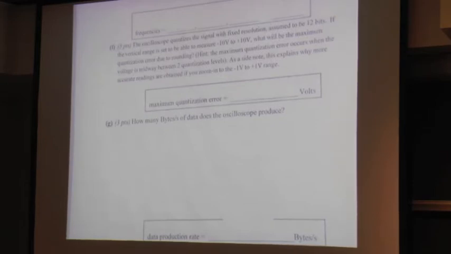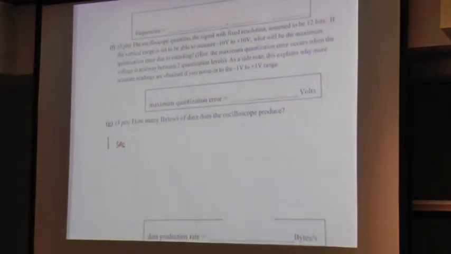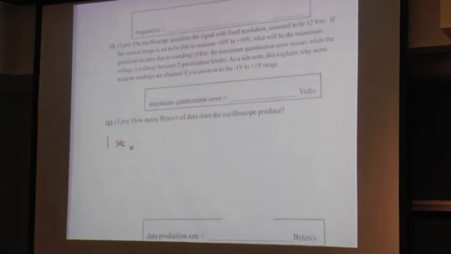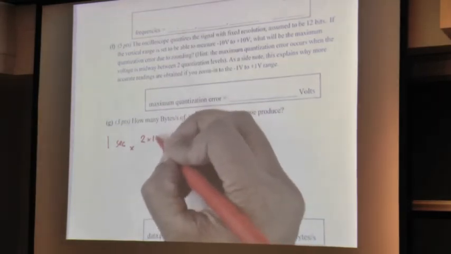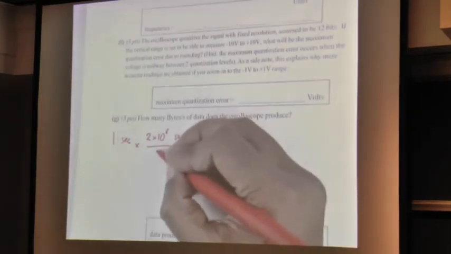So 1 second is what we know. Let's write down 1 second, and we'll take a number of steps to convert this 1 second into the units of bytes. Seconds can be converted into samples by using the sampling rate. We had a sampling rate of 2 megahertz. So that means 1 second can be multiplied by 2 times 10 to the 6 samples divided by 1 second.